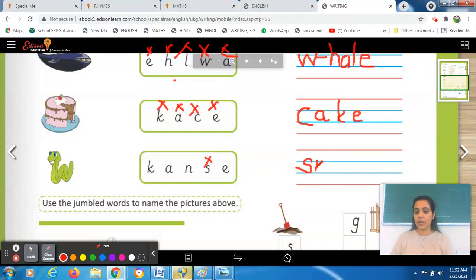S, N, A. Again we will write A, S, N, A, K. Snake. S, N, A, K, E. Snake. Right? After K, you have to write E. So it's snake. That's done. Okay. So I'm giving you some time. Write down. Then we will do the second half. Okay. Put a cross on the letter which you already wrote down.